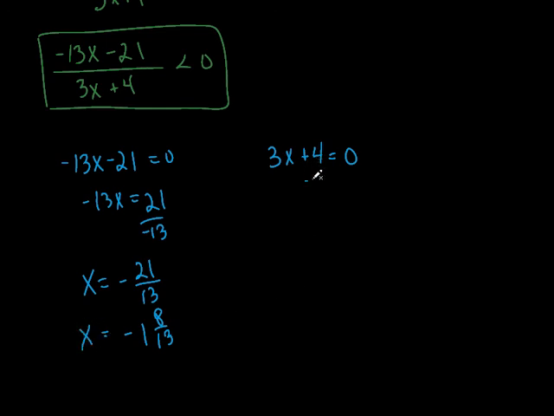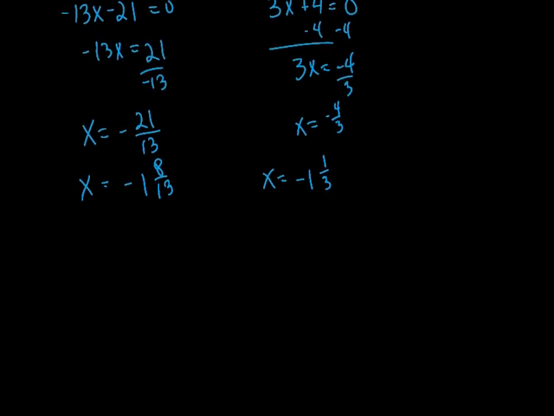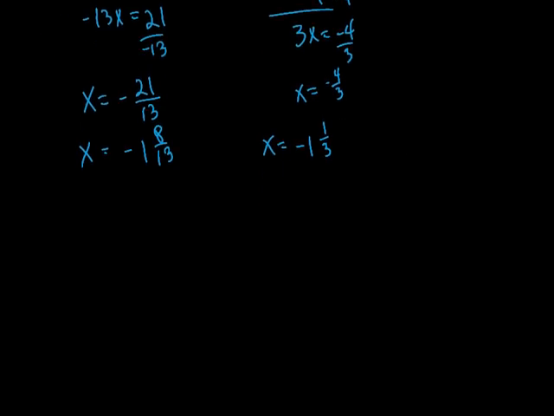What about this? Subtract a 4, 3x equals negative 4, divide by 3. So x is, I'll write it right here. Next, x is negative 4/3. Let's write that as a mixed number. That would be negative 1 and what? 1/3. Okay? Alright, so now we know what our x terms are.